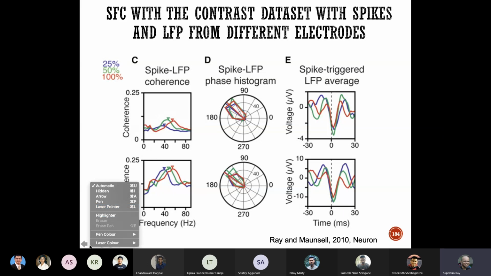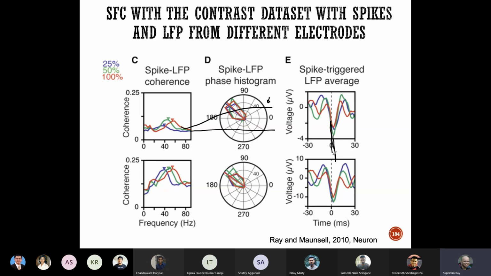If I did not have that luxury and I was only recording from one electrode, this plot typically would have looked like this. From 0 to 80, you will see the peak, but later on it would just increase like that. And this is the contribution of the spike bleed-through that you see here. This is what you typically see when you do spikes and LFP from the same electrode. When you do it from different electrodes, it flattens, it becomes low, and this thing goes away.